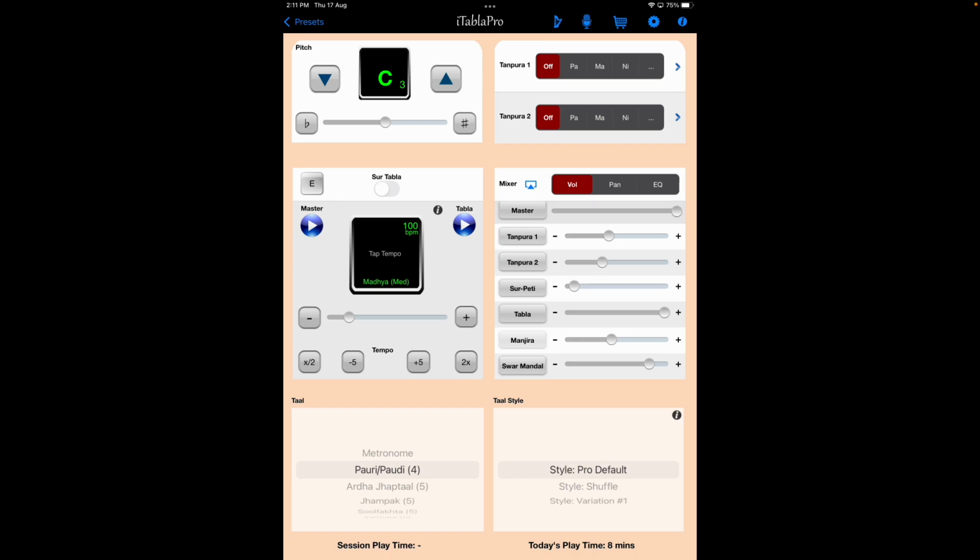So let's say this is a tabla head. You play like this, it's some different stroke. You play like this, it's a different stroke. And you can make different strokes. Now using different combinations of these strokes, you can create so many talas.